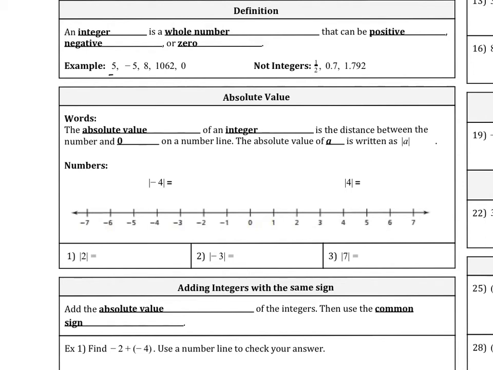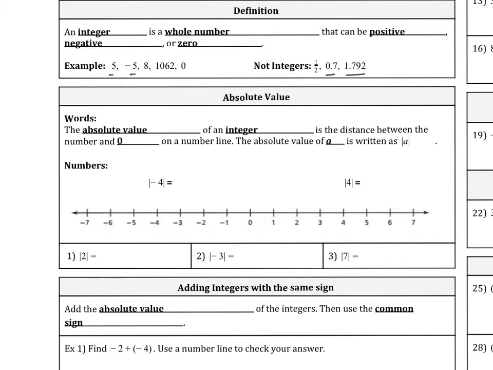So, for example, 5 or -5, 8, 0, 1062, 1082, 2000, all the numbers are examples of integers. Not integers are the numbers that are fractions, which is 1 over 2, 0.7, and 1.792.